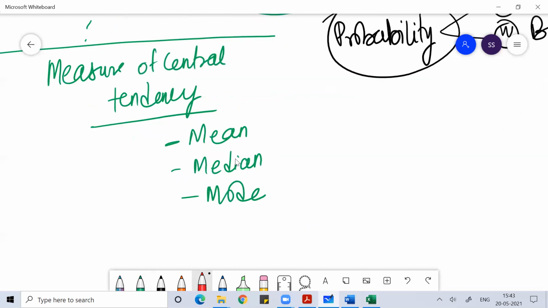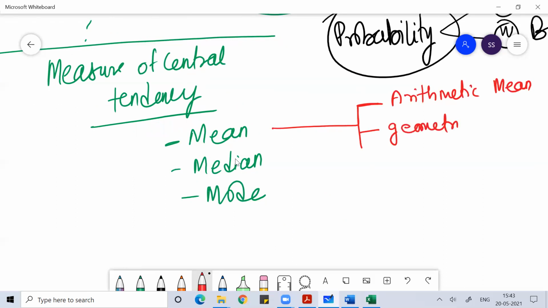You remember this. You can remember the relation between mean, median, and mode. Before I talk about mean, a mean can be of three types. A mean can be an arithmetic mean, a geometric mean, or a harmonic mean.